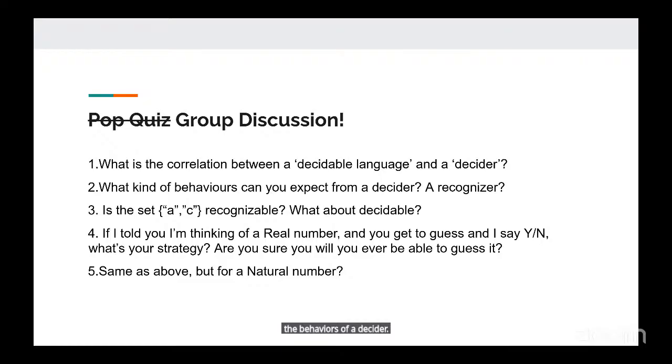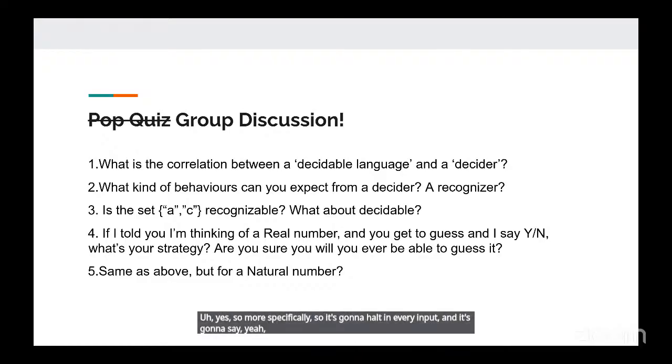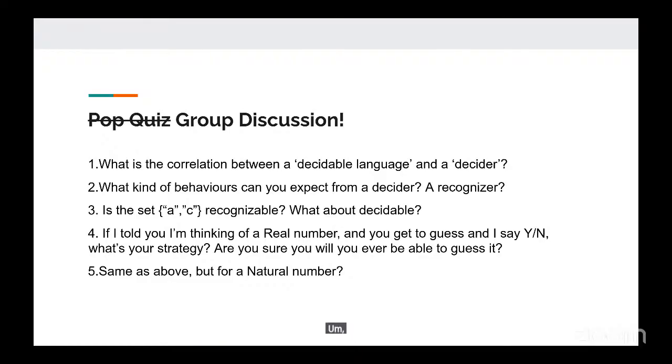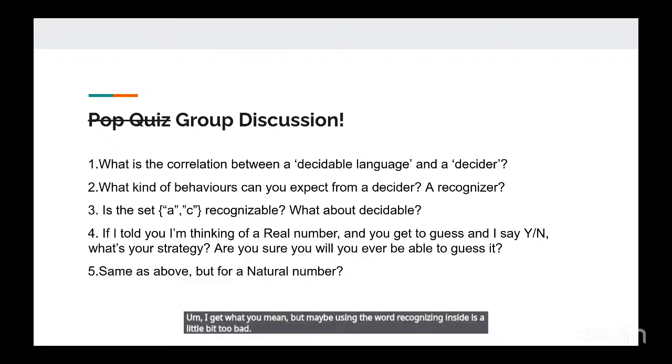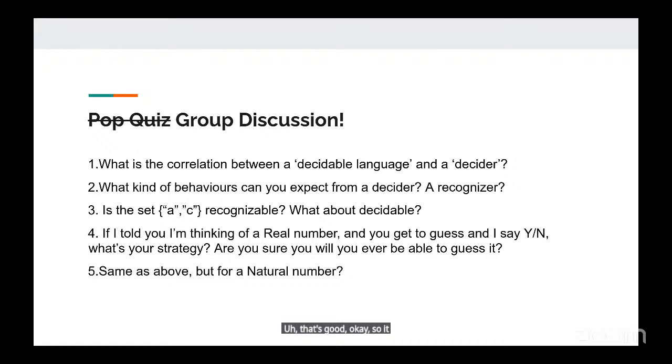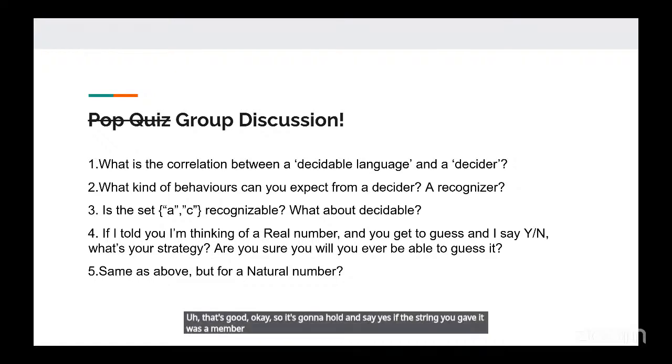Yeah, it recognizes the language it wants to read. Yeah, so more specifically, it's going to halt on every input and say yes or no to that. I get what you mean, but maybe using the word recognizing is a little bit confusing. So it's going to halt and say yes if the string you gave it was a member of that language, and it's going to halt and say no if it wasn't. Eventually, right? We're not saying that this is going to happen in any kind of reasonable time frame. It might take until the heat death of the universe to say yes or no, but eventually it'll get there.